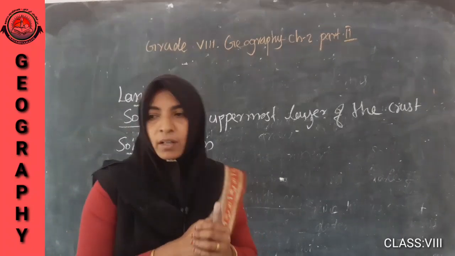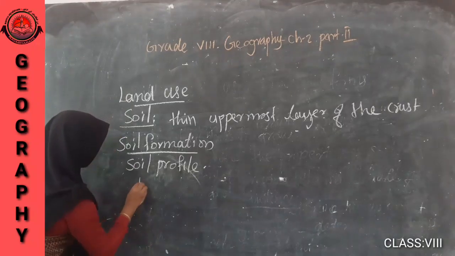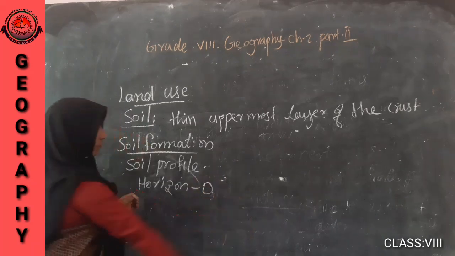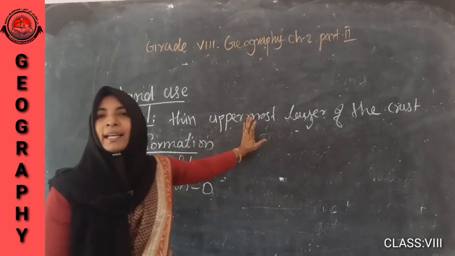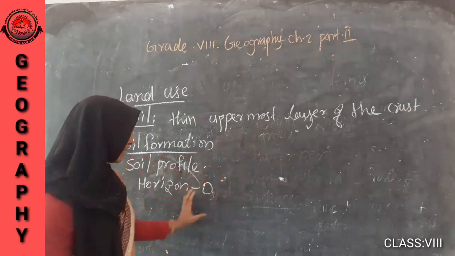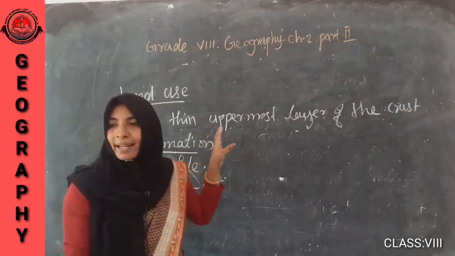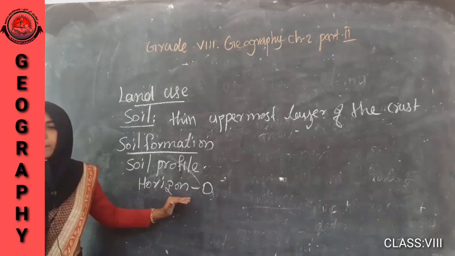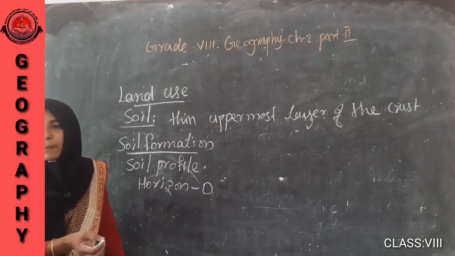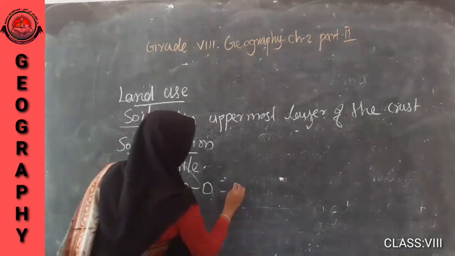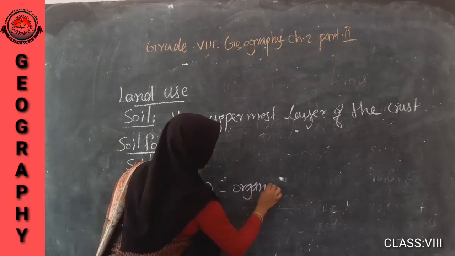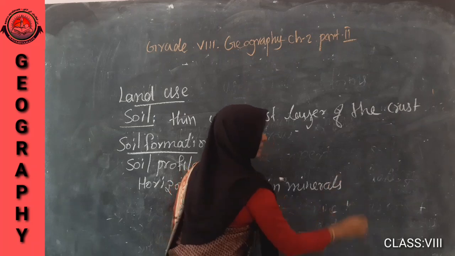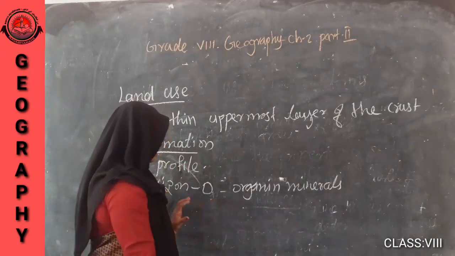First one, horizon O. That means the uppermost layer of the crust, the layer which allows plants and animals to grow. That layer is known as horizon O. It contains organic minerals, like a plant's roots.